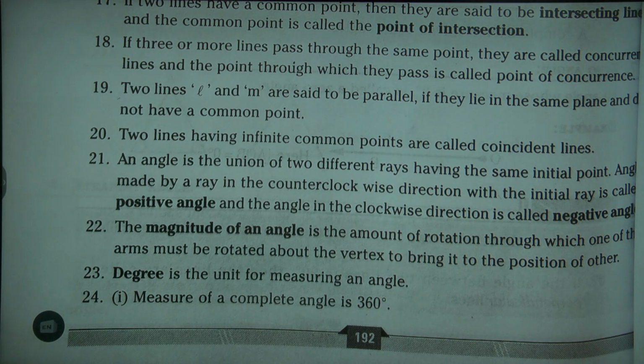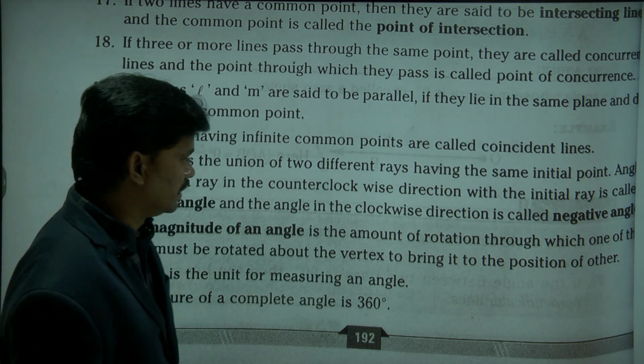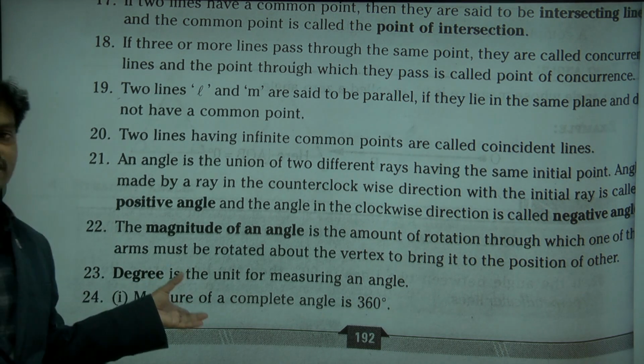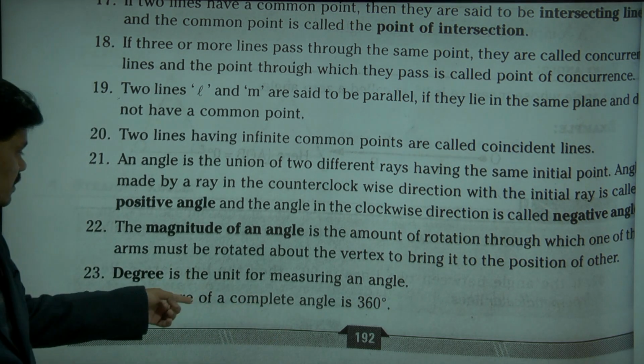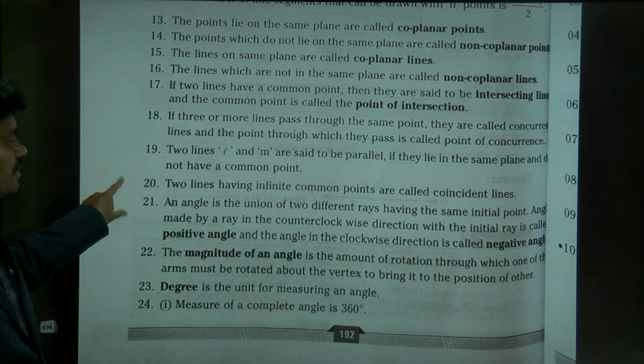Then the magnitude of an angle is the amount of rotation through which the arm must be rotated about the vertex to bring it to the position of the other. Magnitude means value. Degree is the unit of the measure of an angle. Just now we discussed the types of angles, the measure of a complete angle. That's all. So types of angles are given here.